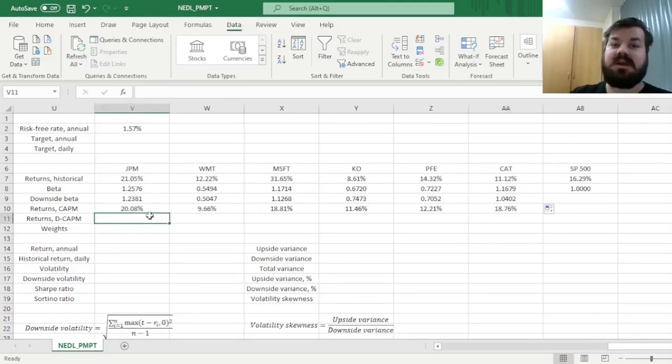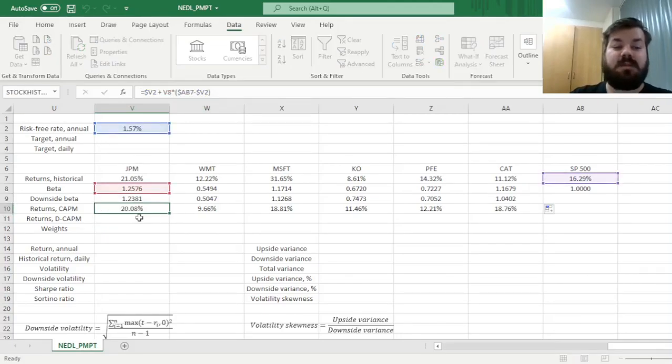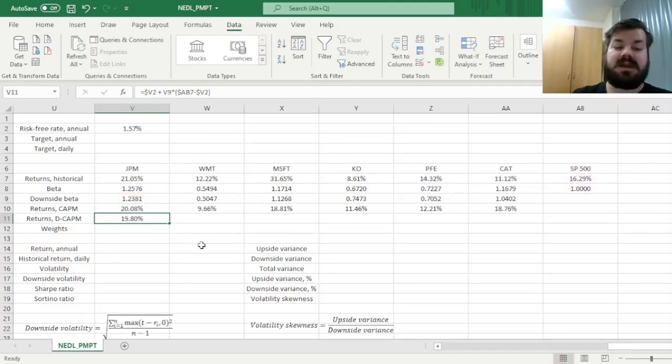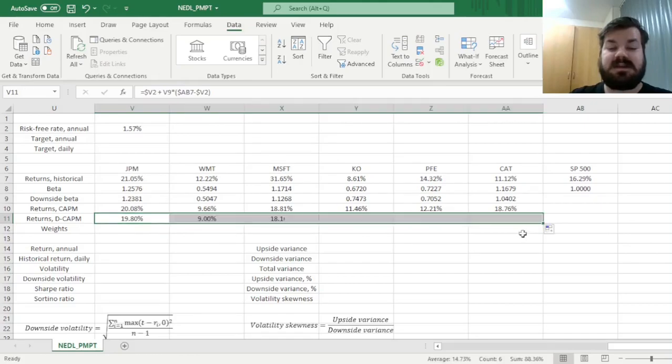And as you might have already guessed, the downside beta allows you to calculate the expected return as per the downside beta CAPM, which is simply the same formula that we can copy across, substituting the downside beta in place of the conventional beta, having an updated estimate of our expected returns.